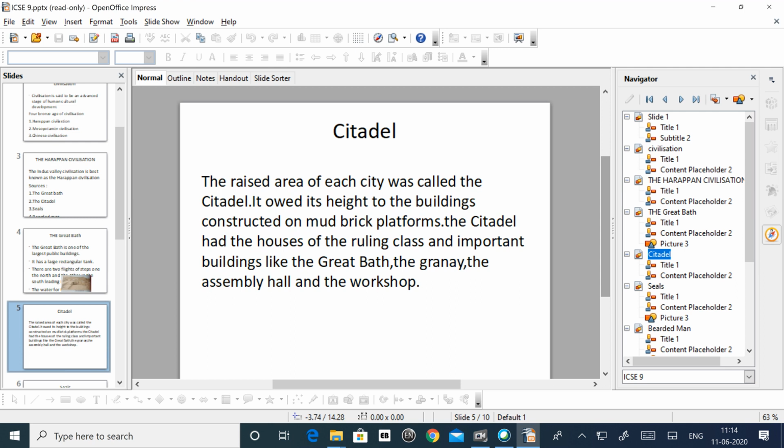So many buildings are included in Citadel, for example Great Bath, Granary, the Assembly Hall and the workshop. These are the important features of Citadel.